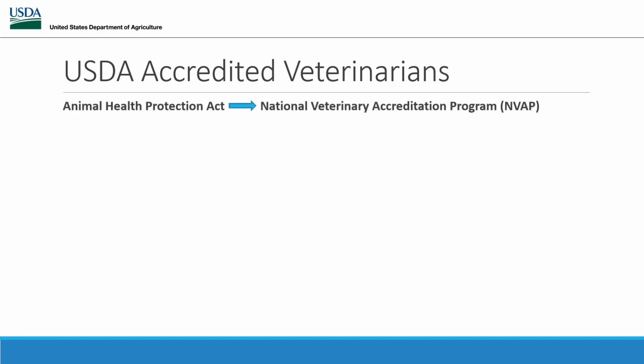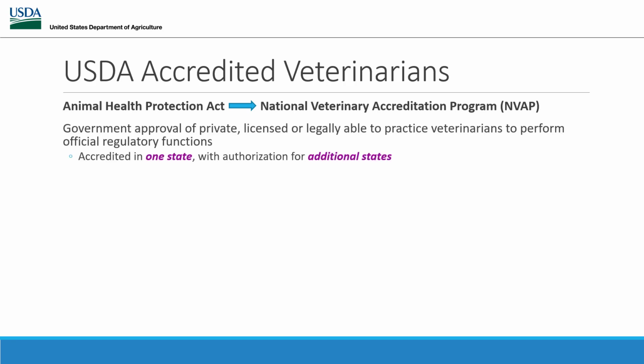USDA APHIS is also responsible for the National Veterinary Accreditation Program, or NVAP, which was the result of Congress's passage of the Animal Health Protection Act. The Animal Health Protection Act authorized USDA to establish a veterinary accreditation program wherein licensed or legally able to practice veterinarians volunteer to become accredited in one state and may be authorized in additional states to perform official regulatory functions on behalf of USDA APHIS. To perform accredited duties in additional states, accredited veterinarians must apply for and be granted authorization in each additional state other than the state in which the veterinarian was initially accredited.